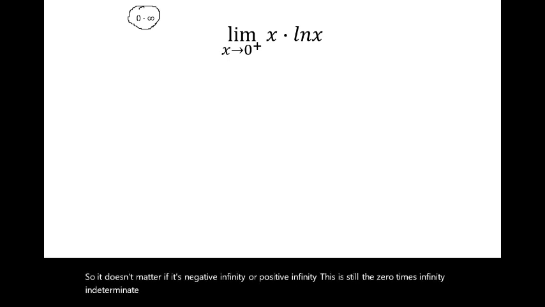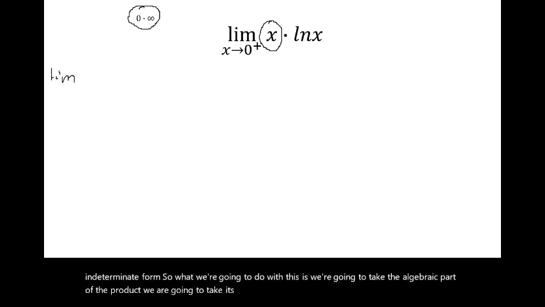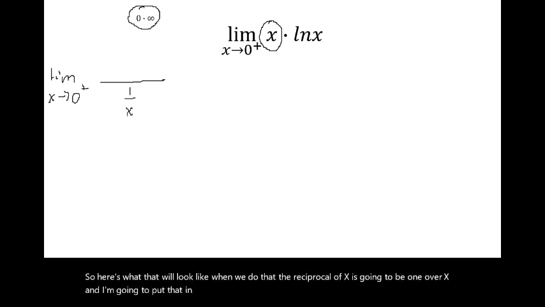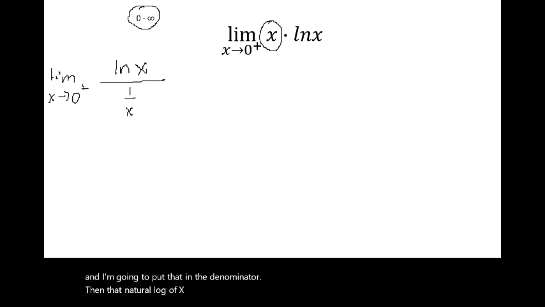So what we're going to do with this is take the algebraic part of the product, take its reciprocal, and put it in the denominator. Here's what that will look like. The reciprocal of x is 1 over x, and I'm going to put that in the denominator. Then the natural log of x I'm going to leave in the numerator.